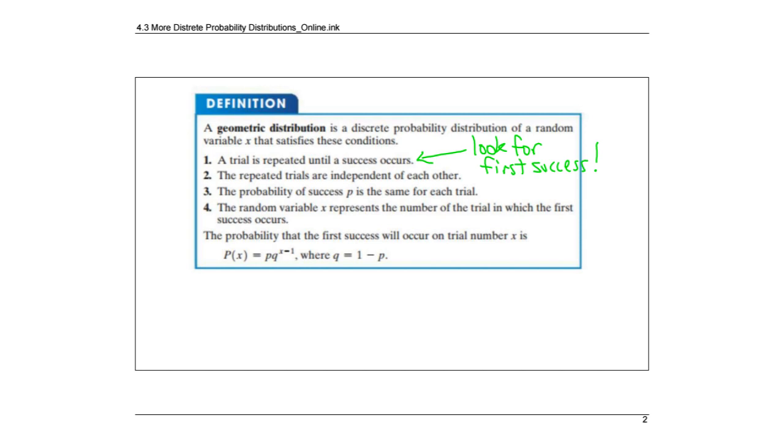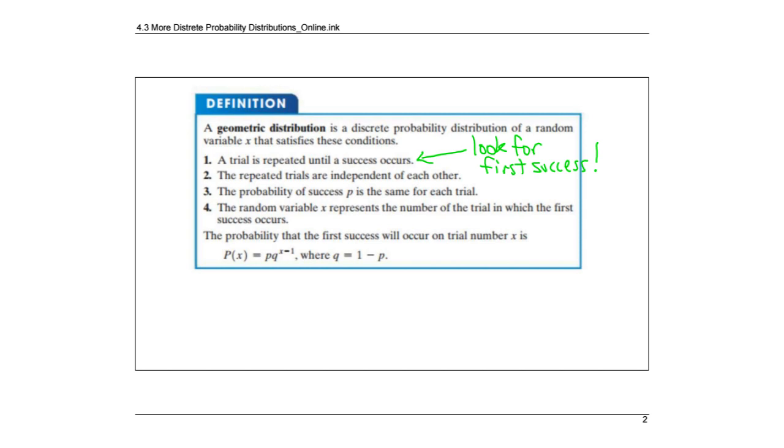So with the geometric distribution, the trial is repeated until a success occurs. So let's say we are making phone calls. The first time we have a sale, that's when we'll stop the trial. So we'll keep calling until we have a sale. If we're looking at, let's say, a quarterback throwing the pass, the first time that it's caught is when we'll stop the trial. So these repeated trials are independent of each other, like throwing a football. If the first one is not caught, that has nothing to do with the second one being caught. Same thing with phone calls and sales.